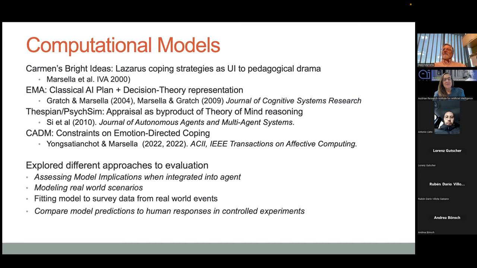In particular, I want to talk about different ways of evaluating these models. One way we can do it is we can assess the model implications when integrated into an agent that can take actions, can have goals, et cetera. We can model real world scenarios in these models and see if they can effectively model a real world event. We can fit the model to survey data from real world events. So we conduct surveys of humans and see if we can fit the model to these surveys. And we can compare model predictions to human responses in controlled experiments. The ones in italic are the ones I'm going to attempt to actually talk about.